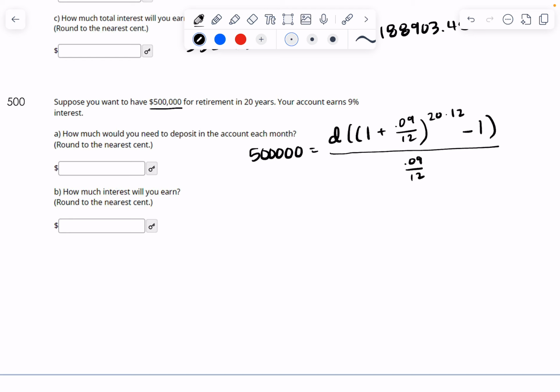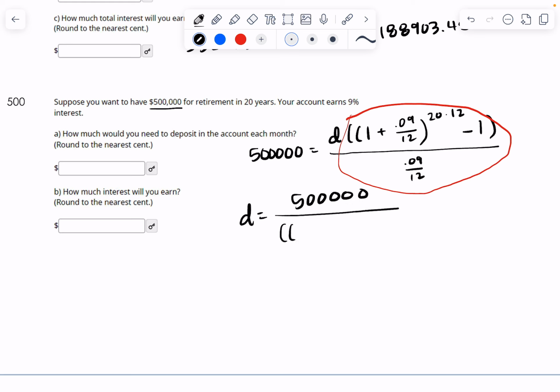And then just like we've done in class, to get D by itself, you're going to divide by this on both sides. So you would have D equals 500,000 over 1 plus 0.09 over 12 to the 20 times 12 minus 1 over 0.09 over 12. Okay, and then when you type that all in, D should be 748.63.